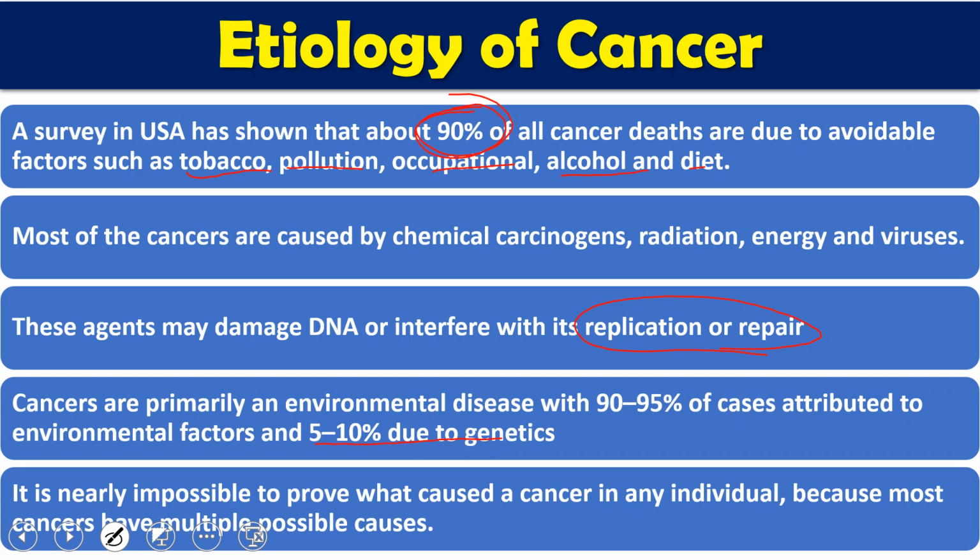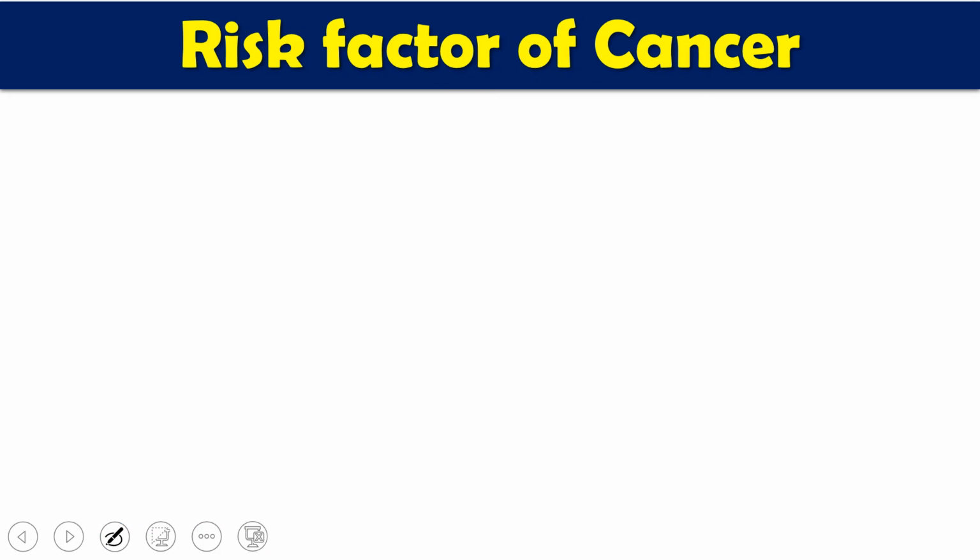It is nearly impossible to prove the exact cause of cancer in any individual. If someone has lung cancer, you cannot tell exactly what is behind it. Either it is tobacco, alcohol, diet, or pollution. So you cannot find the exact etiology. It is almost impossible.